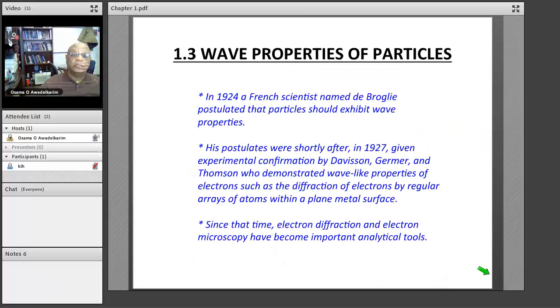Okay, so now we have looked into electromagnetic radiation, and we have established that electromagnetic radiation can be regarded or viewed as waves, but at the same time it could also be viewed as particles. So it has this dual nature. Then the next question that comes to mind immediately: can we do the same thing about particles, objects? Can objects be viewed as waves?